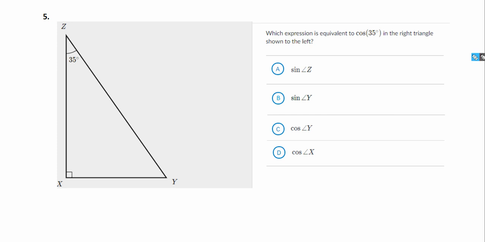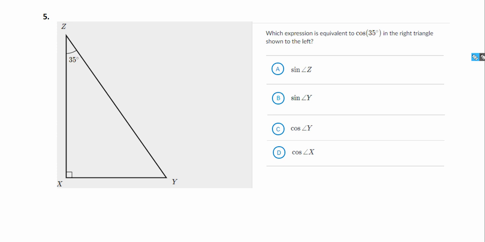So in example 5, this one's rather interesting. Which expression is equivalent to cosine of 35 degrees in the right triangle shown to the left? So in Algebra 2, we're going to learn some theorems that'll really help, really easily help us solve this problem. But we don't know some of those theorems right now in geometry. Okay, so we're going to just use what we know to help us solve this problem here.